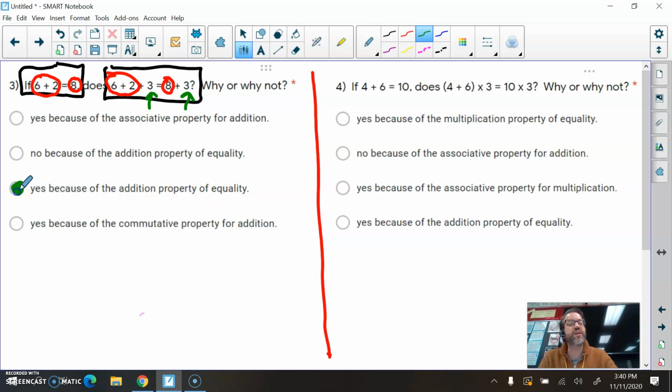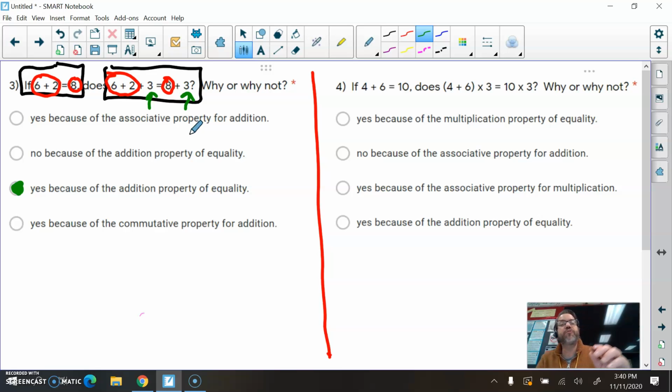So it's this choice right here. Yes, because of the addition property of equality. There are two other answer choices that have yes in them, but it isn't the commutative property or the associative property that's being shown here. It's the addition property of equality. These are demonstrating properties of equality.